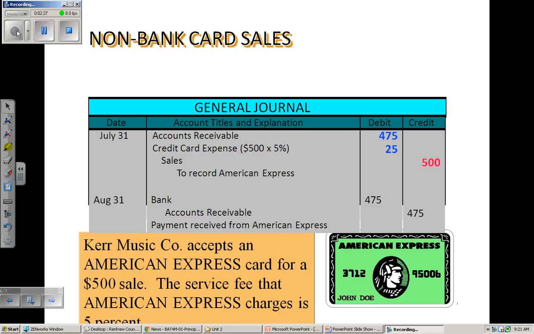In this example, Kerr Music Company accepts an American Express card for a $500 sale. The service fee that American Express charges is 5%. So we're going to debit accounts receivable for the amount that we're actually getting from this sale, debit credit card expense, the 5%, which is $25, and credit sales, $500. When American Express actually pays us that money, at that time, we debit bank and credit accounts receivable. We don't record the sale again because we already recorded it on July 31st.